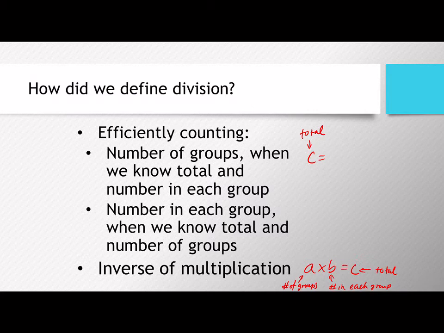So for division, we take our total C and we divide it by something else we know. We know the total and the number in each group, so the number in each group is B. But we don't know what A is. We don't know the number of groups. This is the measurement division.